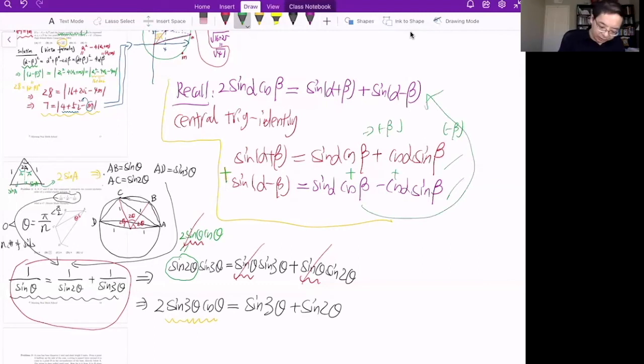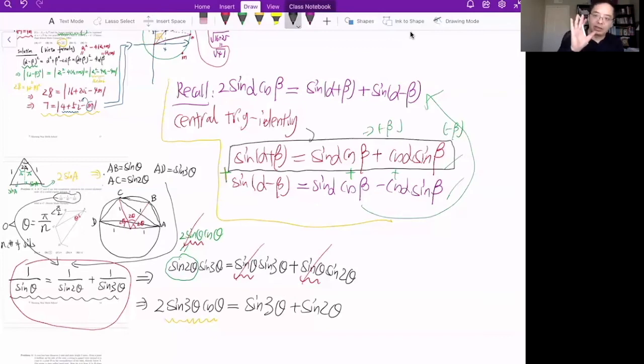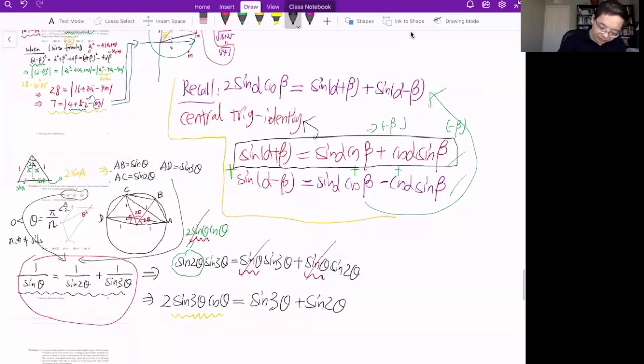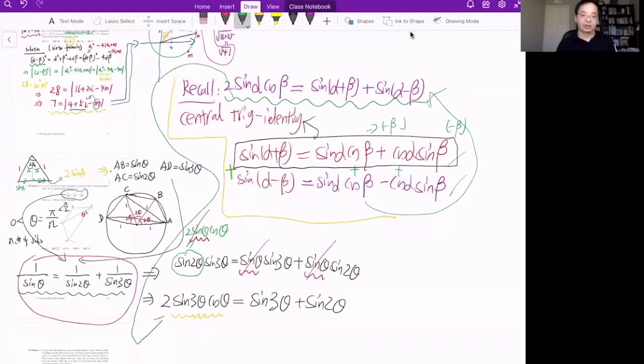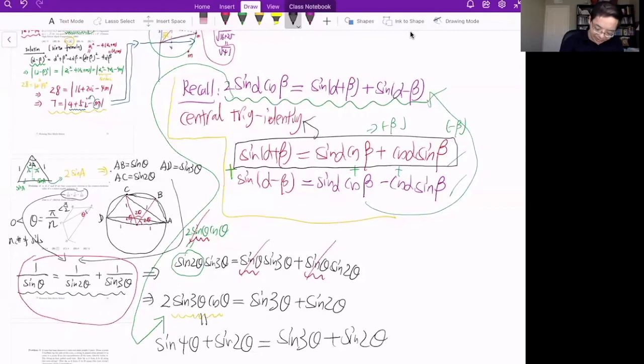That's my point. This one is the central trig identity. Anything else can be deduced from this. Now, I have this one, I'm going to apply this right to here. That's what we want. Now, from then this one will be sine 4 theta plus sine 2 theta equals sine 3 theta plus sine 2 theta. Then you quickly realize sine 2 theta, they cancel with each other.